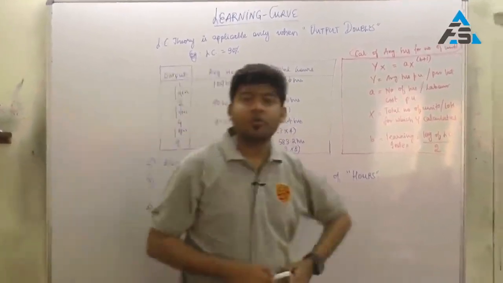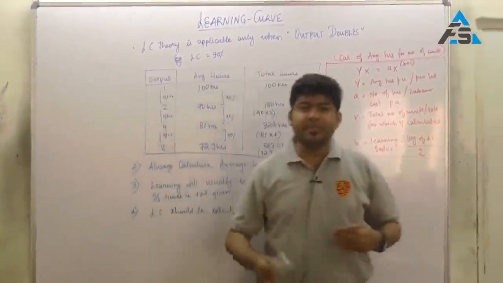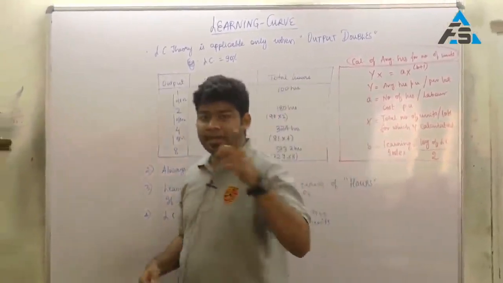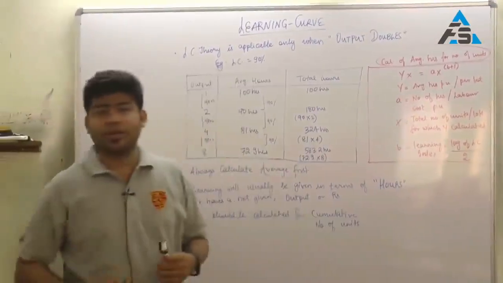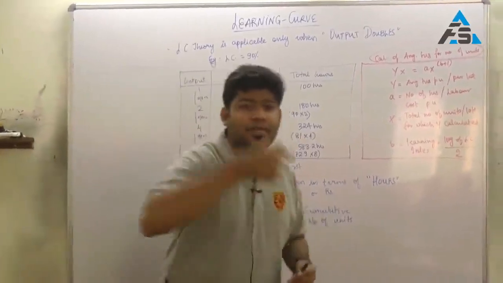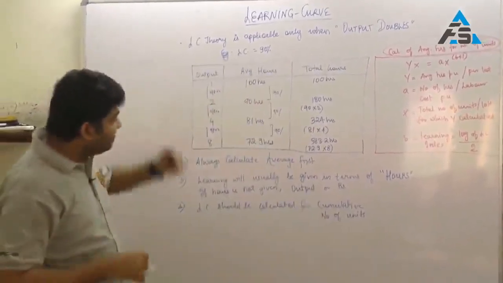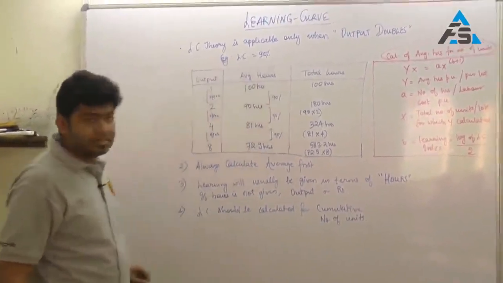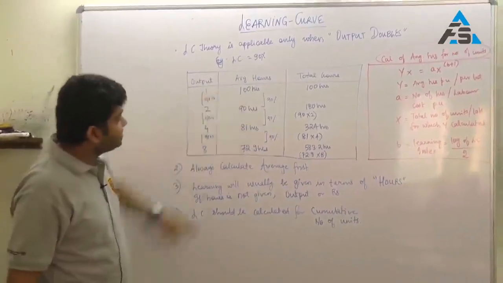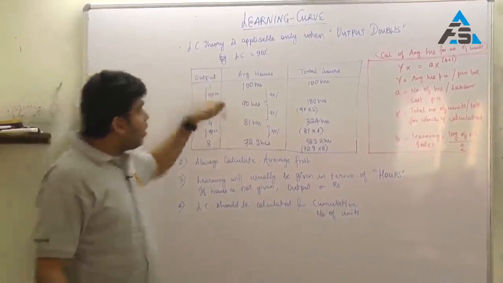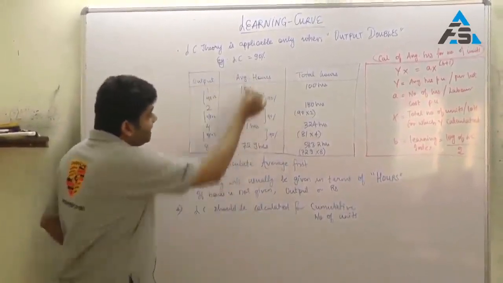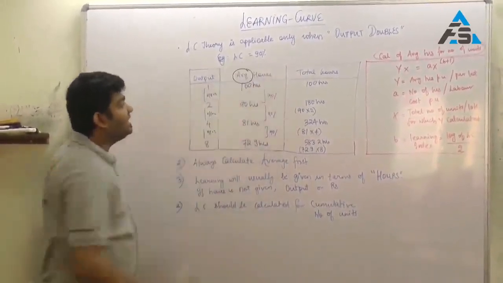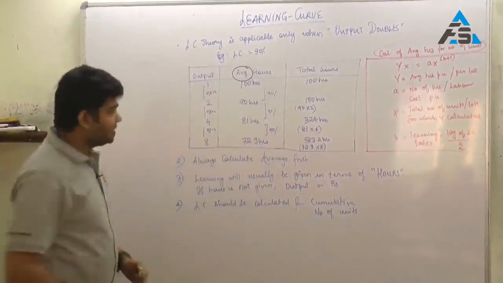Concept of learning curve we all know. As we keep on doing the same activity over and over again, obviously the time taken to do that activity will reduce. That is the concept of learning curve. So in this case, it is 90%. So if I am making the first output at 100 hours, second output on an average will take 90 hours. So there is a 90% learning curve applicable there.